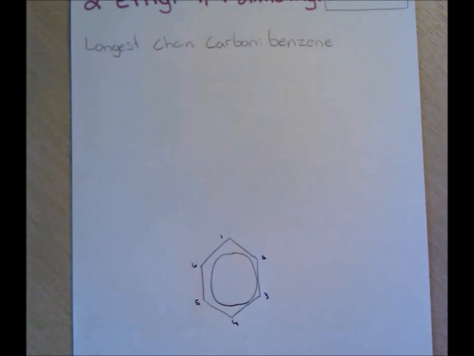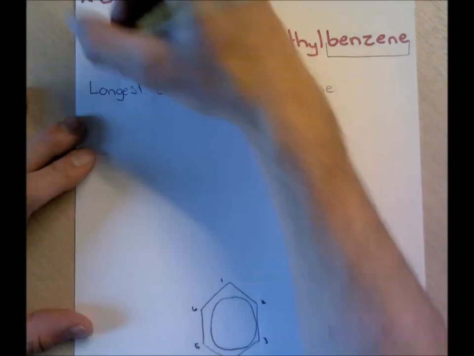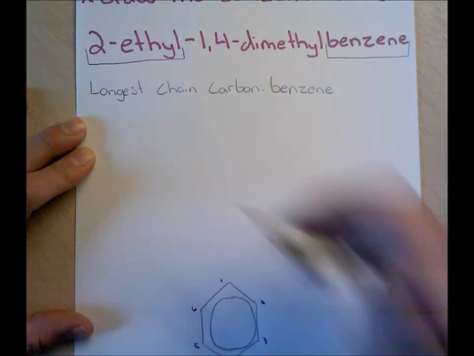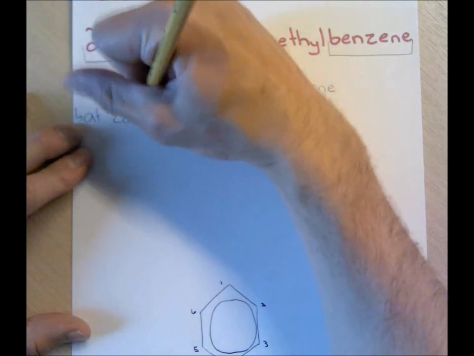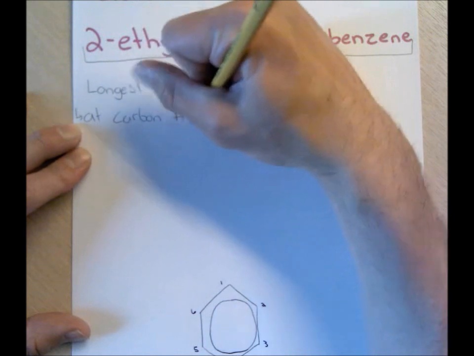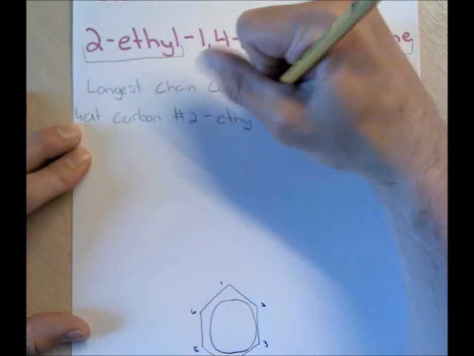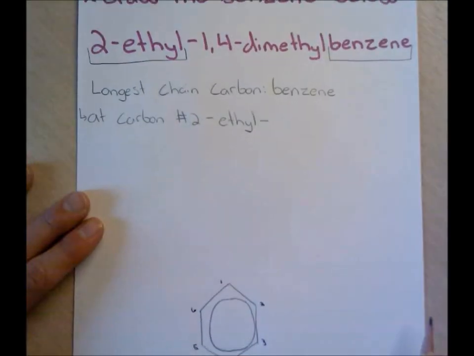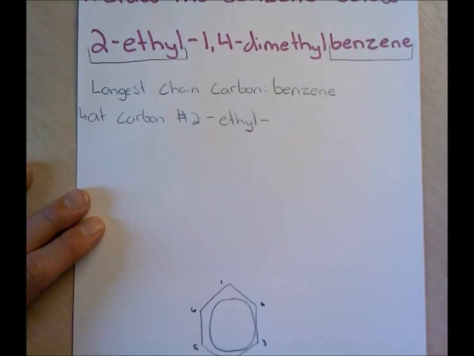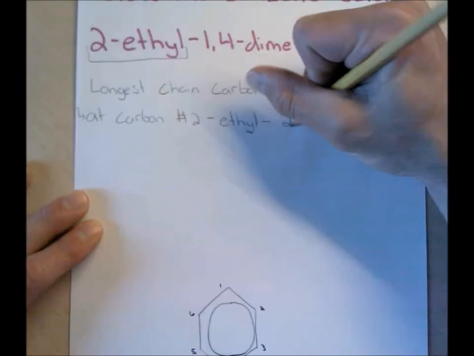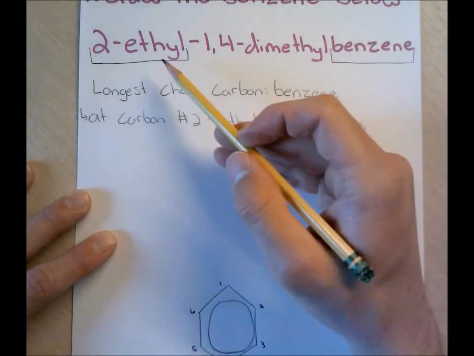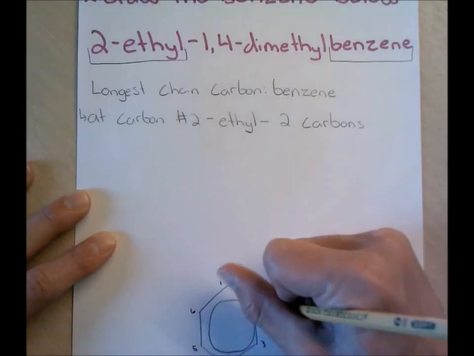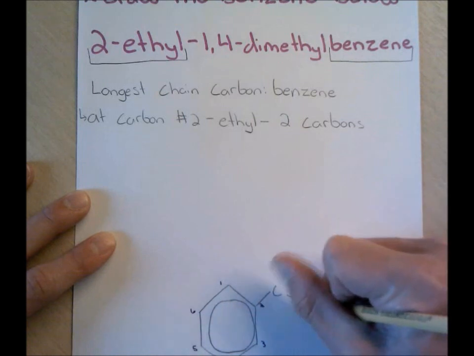And now we have to break down our attachments. So at carbon 2, we have an ethyl group. So again, at carbon number 2, there is an ethyl group. If you look back on your chart from section 1, ethane had 2 carbons. So that means there needs to be a 2-carbon attachment at carbon number 2. So at carbon number 2, I'm going to attach 1 carbon and I'm going to attach my 2nd carbon.